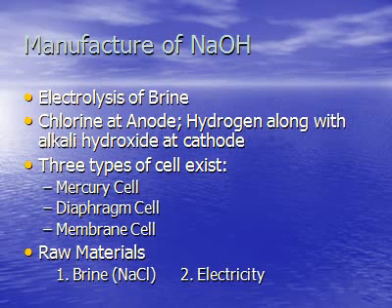In manufacturing, caustic soda is prepared by the electrolysis of brine. Chlorine is produced at the anode, and hydrogen with alkali hydroxide at the cathode. Three types of cells are used in the manufacturing of caustic soda. Number one is the mercury cell, number two the diaphragm cell, and number three the membrane cell. The raw materials used for the manufacturing of caustic soda are brine and electricity.